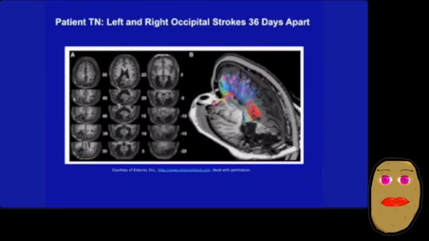So here's one more patient, and the last one I'll show you of this kind, who had the unfortunate occurrence of having two strokes, one in the left occipital cortex and one in the right occipital cortex, about 36 days apart. Okay, so now he was blind in both fields by the time he had both of his strokes. So he was a very unlucky person. Here in dark is the missing cortex that has died away.